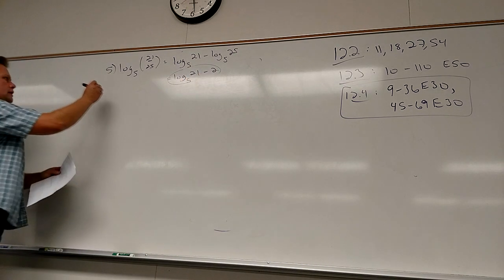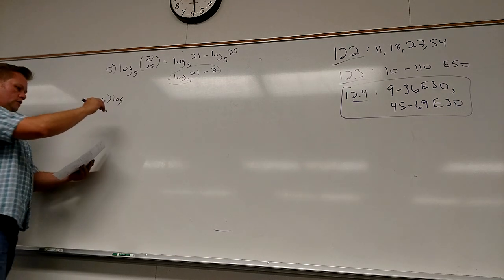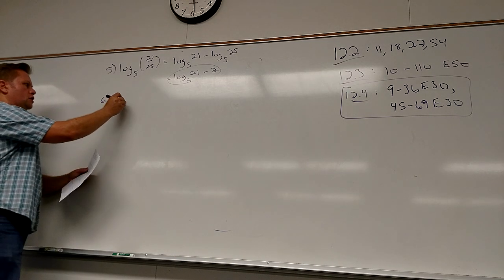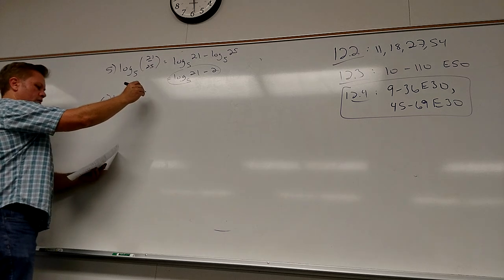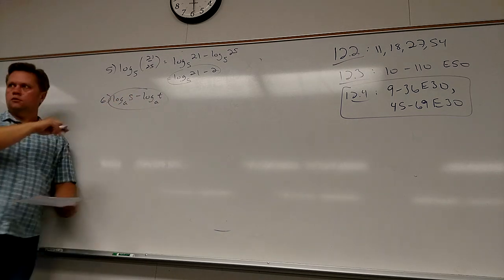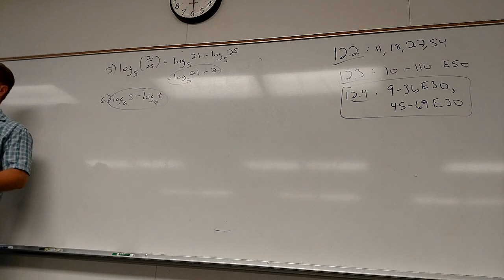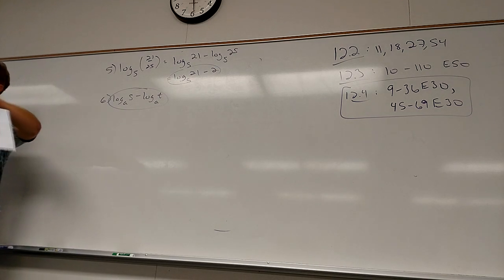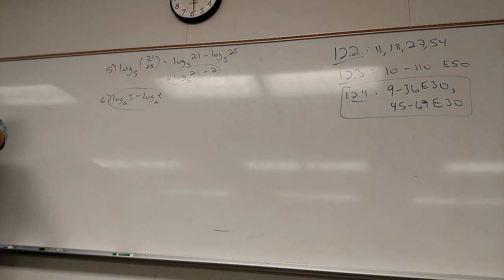And then 6 is a little quicker. I'm going to write the question. It's log base A of S minus log base A of T. So when you're dividing, you end up subtracting the powers, so that becomes subtraction of 2 logs.